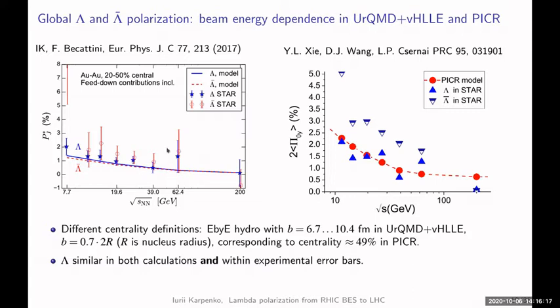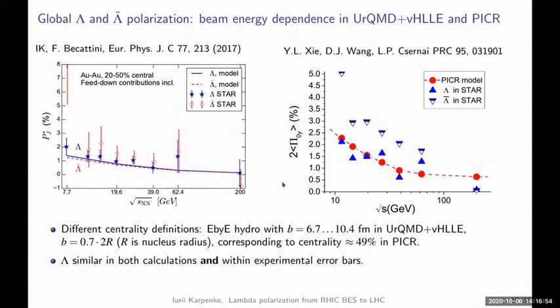One thing which I think is worth mentioning is that you cannot really compare those two results from the models directly, because they are calculated with different definitions of centrality. For the calculation on the left, I basically took the full sampling of impact parameter within the range from 6.7 to 10.4 fermi, more or less the same way as the 20 to 50% centrality class is defined.